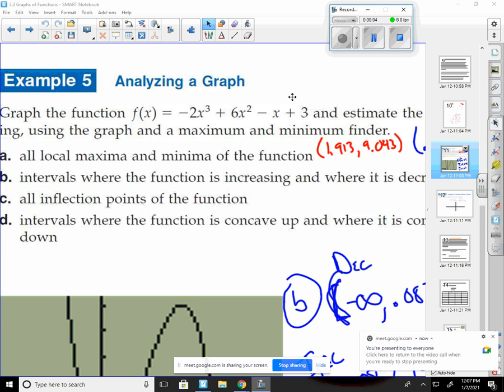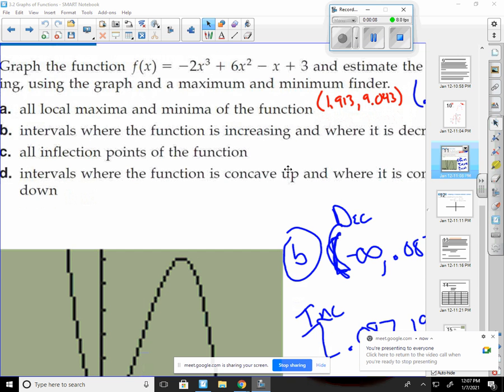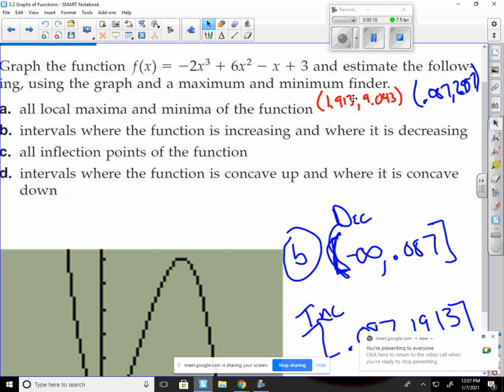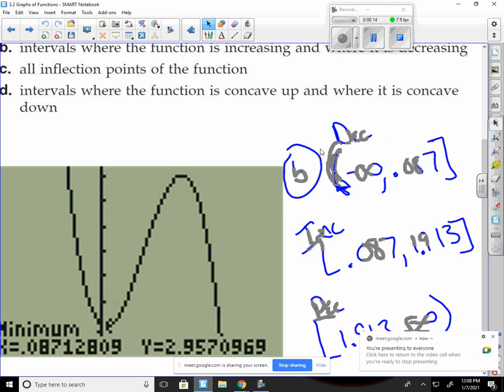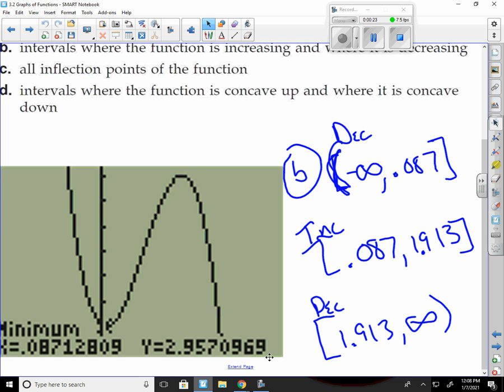Okay, we're going to pick up where we left off yesterday. So yesterday we went through how we found the max and min, and then we found where it decreases on this interval, where it increases on this interval, and where it decreases again. So now that we've done that, we have to find inflection points. Remember that inflection points are the points where it switches from concave down to concave up.